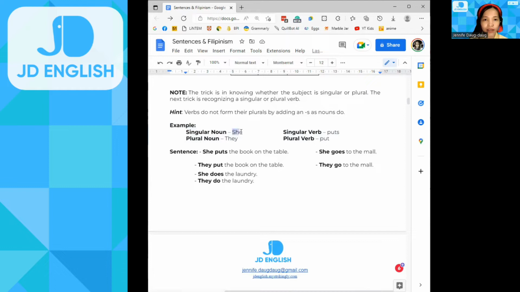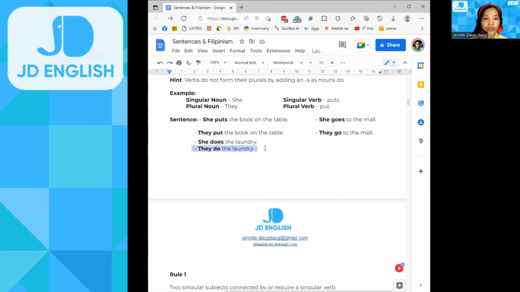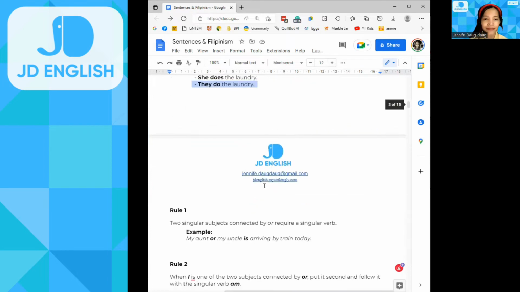So let's have the examples here. Singular noun, she, and singular verb is puts. So she puts the book on the table. She goes to the mall. She does the laundry. These sentences have a singular noun and a singular verb. Now let's take a look at the plural nouns and plural verb. Examples are: they put the book on the table. They go to the mall. They do the laundry.